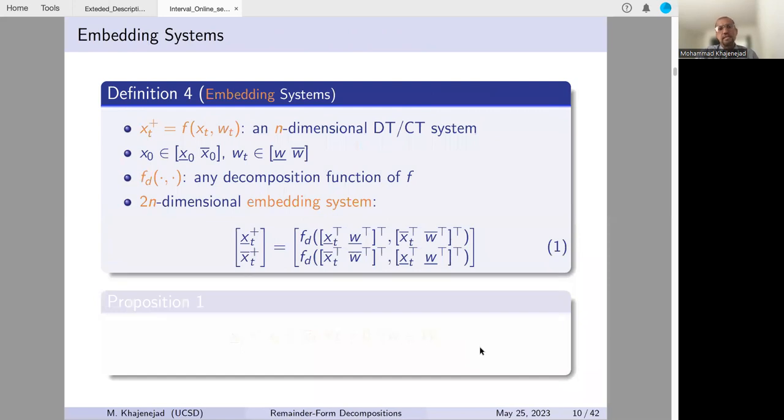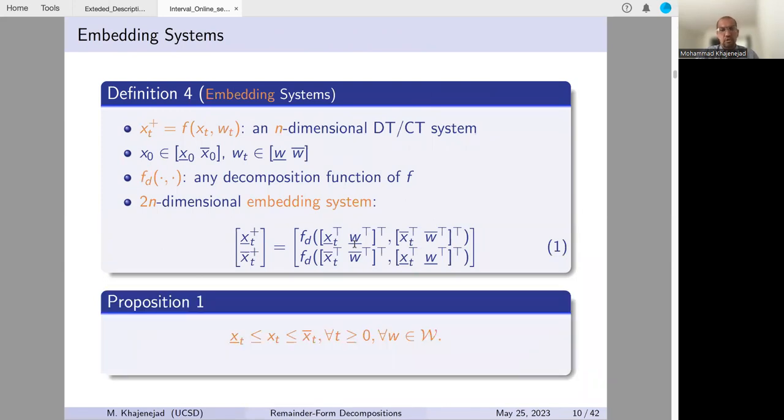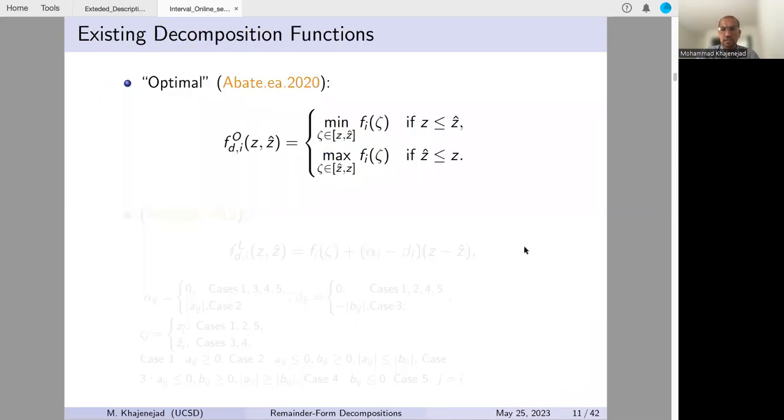Given any decomposition function for an n-dimensional system F, we can always compute a 2n-dimensional system like this, which we call the embedding system, and it is almost immediate to show that the states of this embedding system frame the state of the original system from below and above, which is called the framer property of the embedding systems.